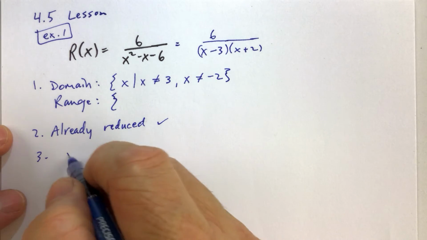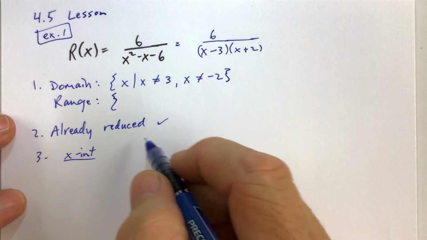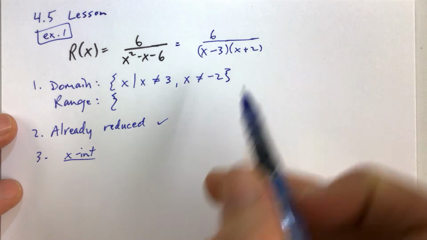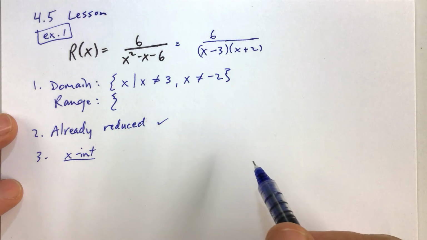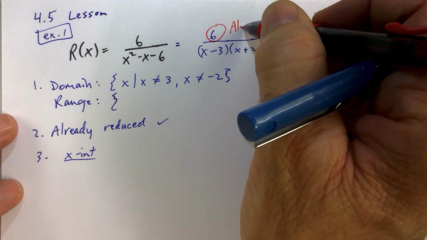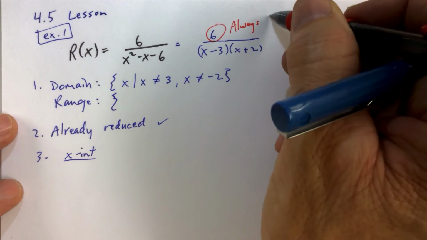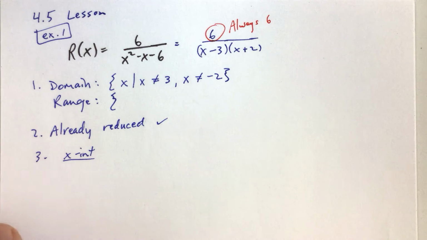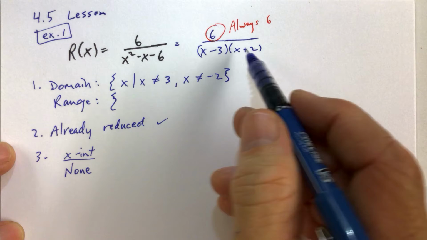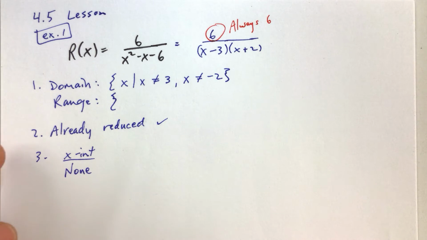The third thing you would do is find the intercepts. We just talked about that in our last video. The x-intercepts occur when we look at the numerator and figure out what real numbers would make the numerator equal to 0. The numerator is always going to be 6. It's a constant. If the numerator is always 6, then it will never equal 0, no matter what real number you replace x with. Therefore, the fraction can never have a value of 0, which means the function never crosses the x-axis.